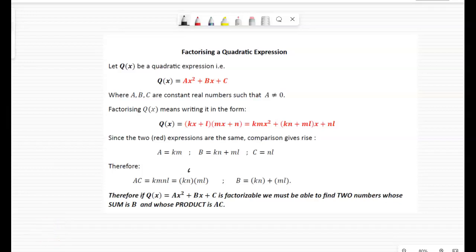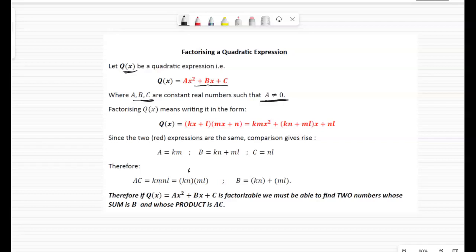This video discusses a method of factorizing a quadratic expression. By a quadratic expression q(x), we mean an expression of the type ax squared plus bx plus c, where a, b, c are constant real numbers, so that a is different from 0.